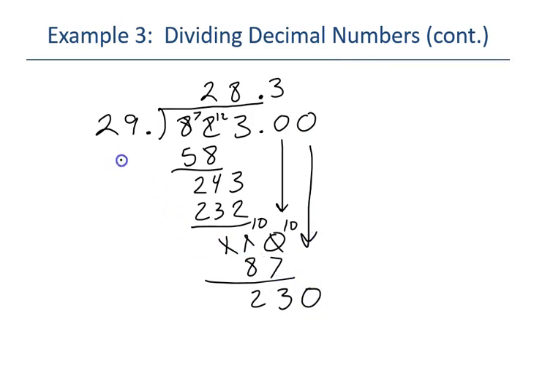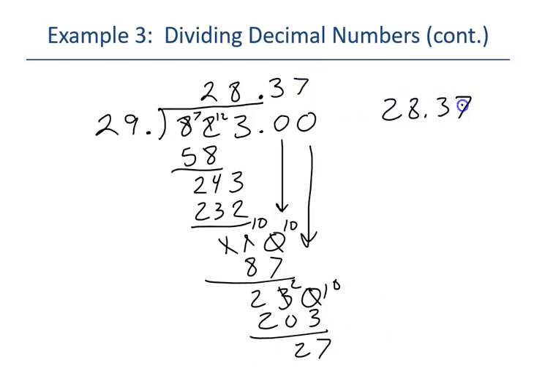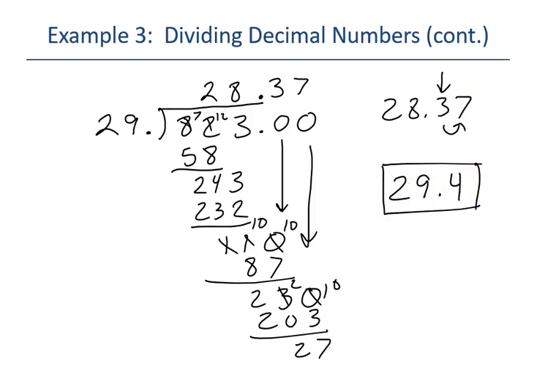How many times will 29 go into 230? It'll go in 7 times. 7 times 29 is 203. That is a 10. This turns to a 2, and this gives me 27 for a remainder, which I'm not worried about now. But I do notice that my number is 28.37, and I need to get it to the nearest tenth. Looking to the right here, notice that this is 5 or greater, and so this is going to turn to 29.4, and this is going to be my final answer.